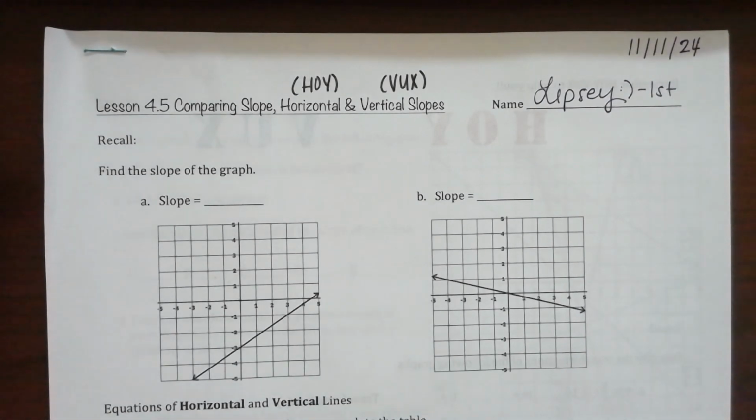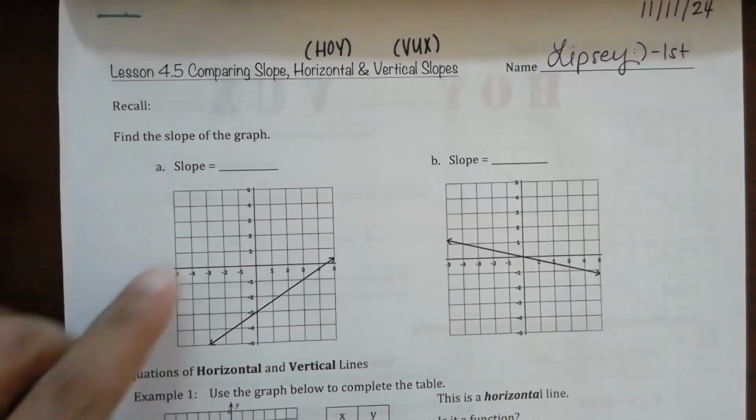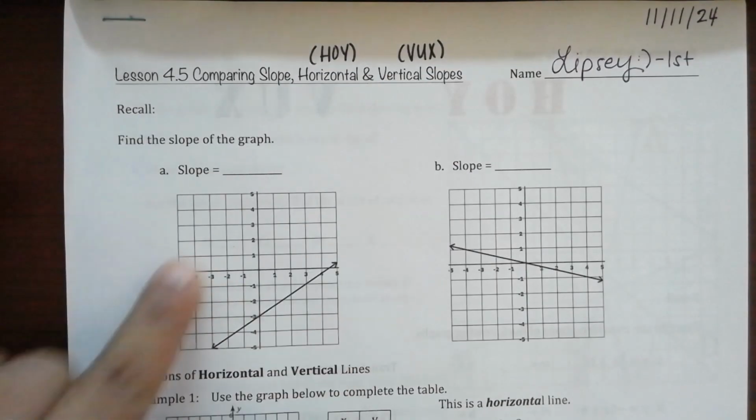So, recalling information, we're going to find the slopes of these graphs. We've already done this before, but now we're going to do it again in a different way. But looking at this one, look at slope for A. How would you describe that slope in one word? It's either this or this. One of two words. How would you describe the slope of this line?